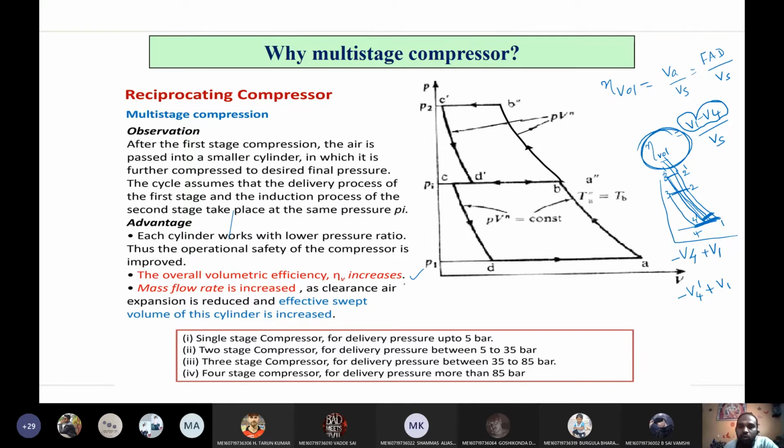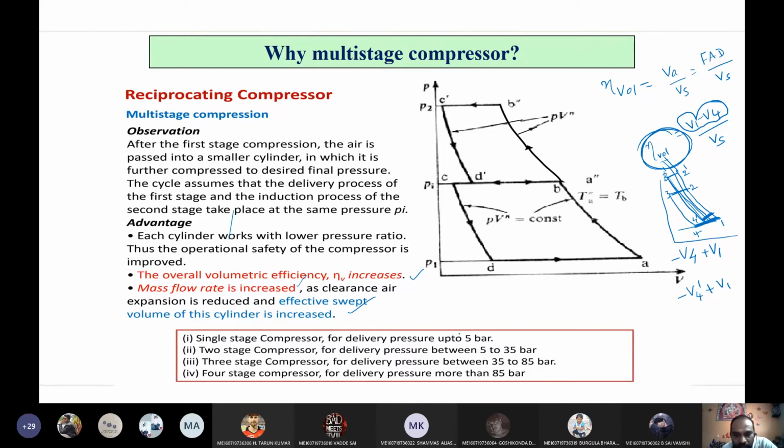That problem is overcome in multi-stage air compressor, and the mass flow rate is increased. Mass flow rate is nothing but the discharge of the air is increased. Okay, and as mass flow rate is increased, clearance air expansion is reduced, because we are compressing the air in more than one stage, and the effective swept volume of the cylinder is also increased, right?